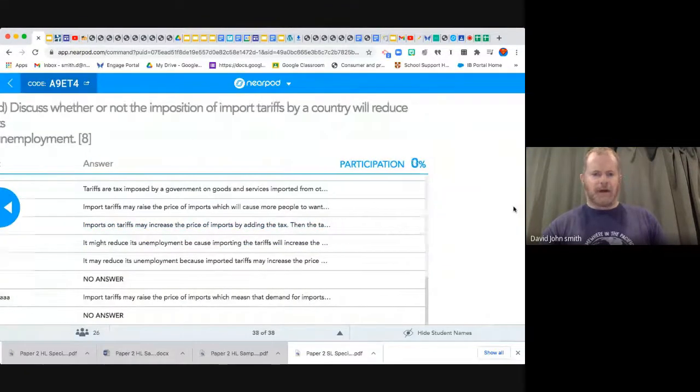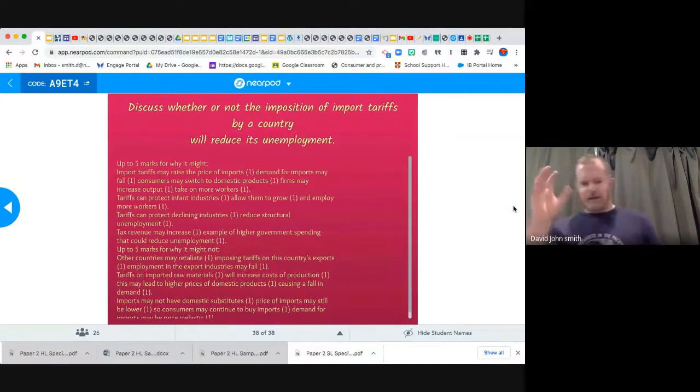Always. All right, now, there were lots of other questions, but I just want to have a look at this. If you have a look here, import tariffs raise the price of imports, demand for imports falls, consumers switch to domestic products, firms increase output, they might take on more workers. So that is decreasing unemployment. Tariffs protecting infant industries, allowing them to grow, employing more workers, reducing unemployment. Tariffs protecting declining industries, decreasing unemployment.